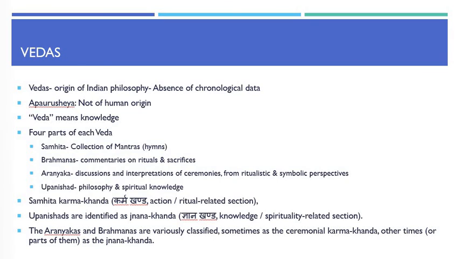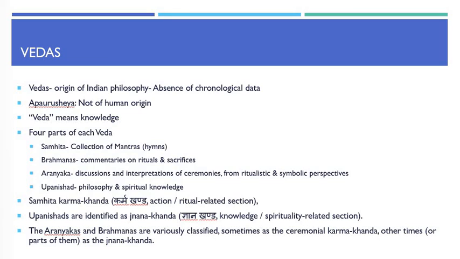Vedas can be regarded as the origin of Indian philosophy. It is marked by the absence of reliable chronological data to exactly pinpoint the date of their composition. Vedas have been regarded as apaurisheya, that is, not of human origin or authorless. Veda literally means knowledge. There are about 4 parts of each Veda.